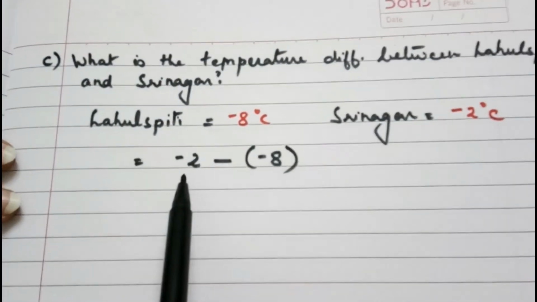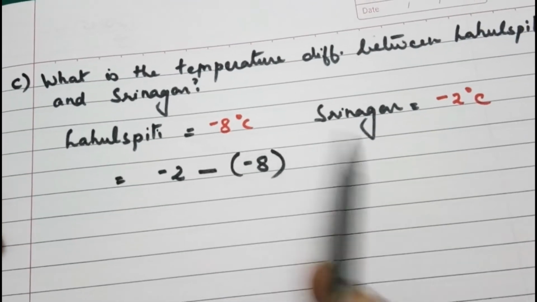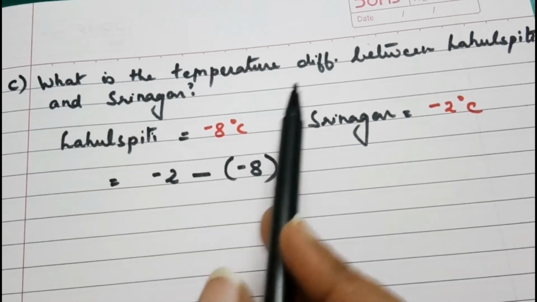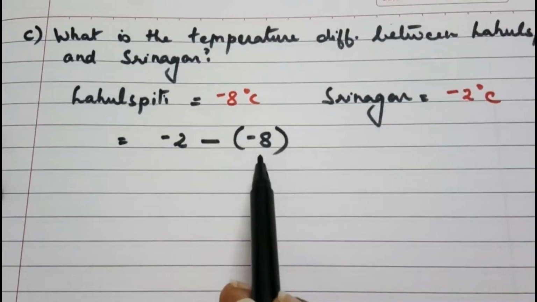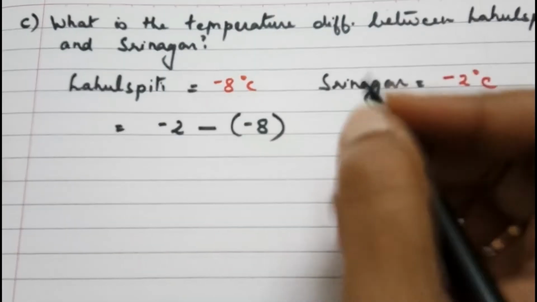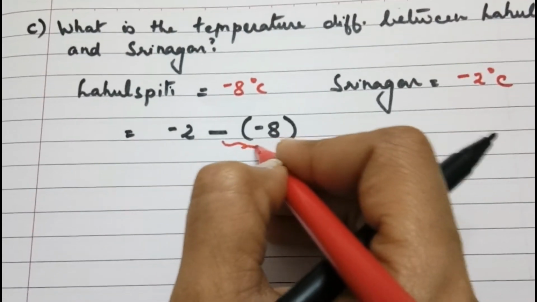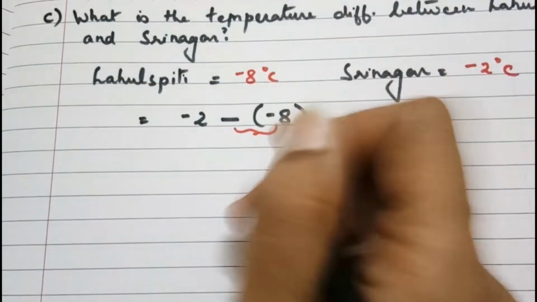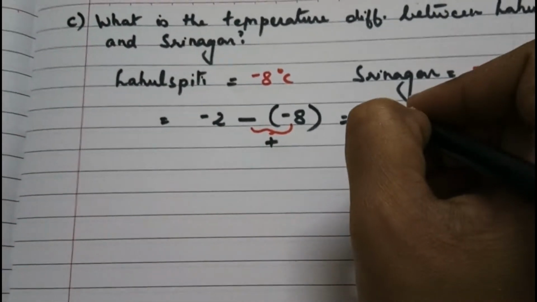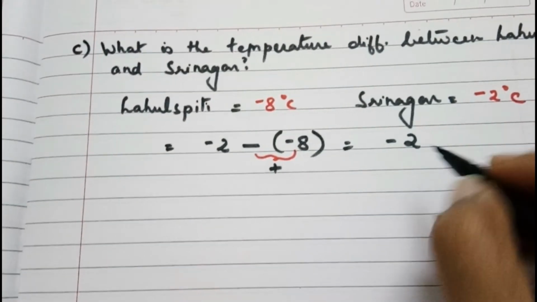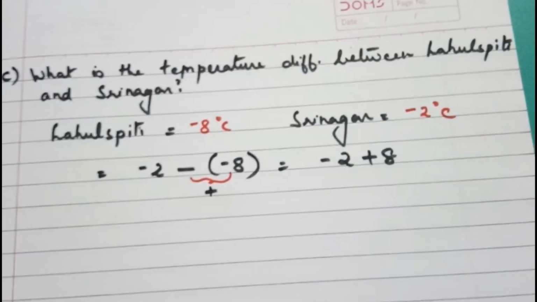That is, minus 2 is the temperature of Srinagar, which is the highest value compared to minus 8, with a difference sign, and then the minus 8, that is the temperature of Lahul Spiti. Now, as we said earlier, when two negative signs meet, it would be a positive sign. So how will we write this? This will be written as minus 2, minus and minus would become plus 8.